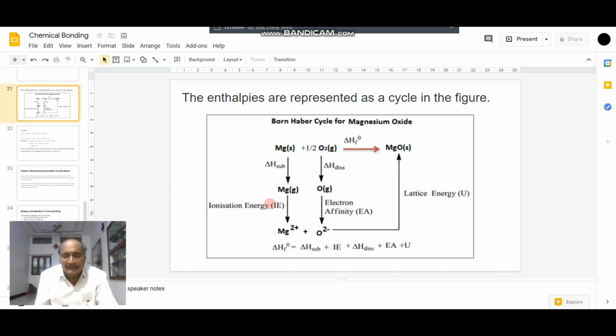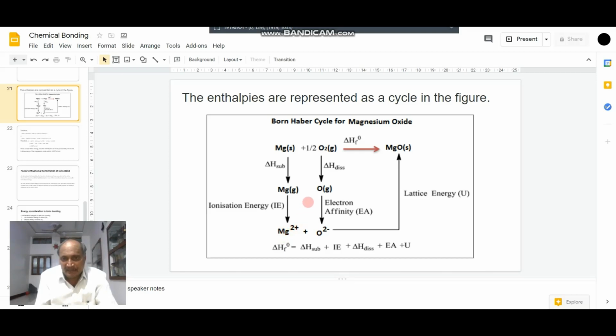So here the energy required to remove one electron is called the first ionization energy, and the energy required to remove the second electron from magnesium is called the second ionization energy. First ionization energy and second ionization energy together are called the ionization energy of magnesium. So here gaseous magnesium is converted into ionic magnesium, that is, the Mg+2 ion is formed.